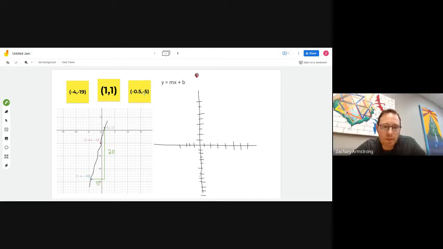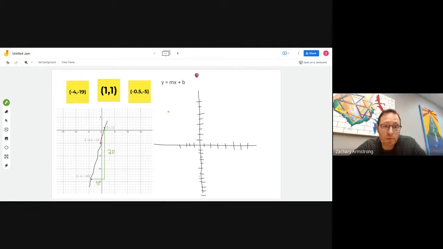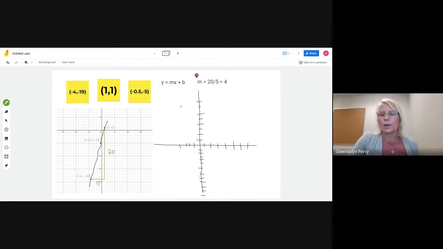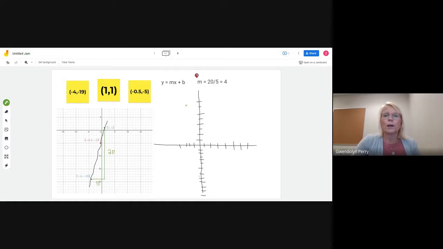Oops, that's the timer. Should we? Well, we're really close, I think. Yeah, I feel like we're almost there because now we just have to find the b. Let's just try to finish this one. Let's just keep working. We're almost there.